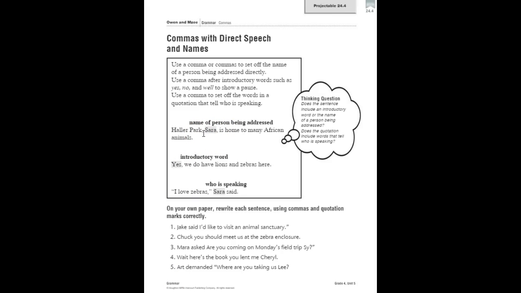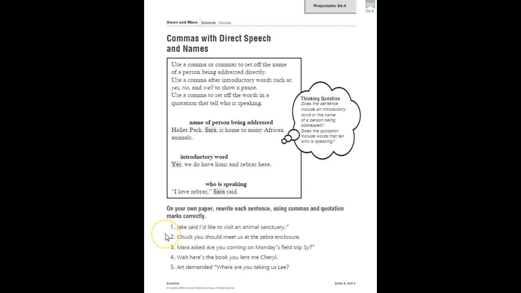So I put a comma after the introductory word, yes, here in the second example. "Yes, we do have lions and zebras here." Okay? Because this sets the yes, the introductory word, apart. And then in this example, "I love zebras," Sarah said. Sarah tells us who is speaking, and we have direct quotations, okay? So does the quotation include words that tell who is speaking? In this case, no. We need to set that person apart. Okay? So the name of a person being addressed, introductory word, or who is speaking. Introductory words can be yes, no, and well, and that just kind of shows a pause in the sentence.